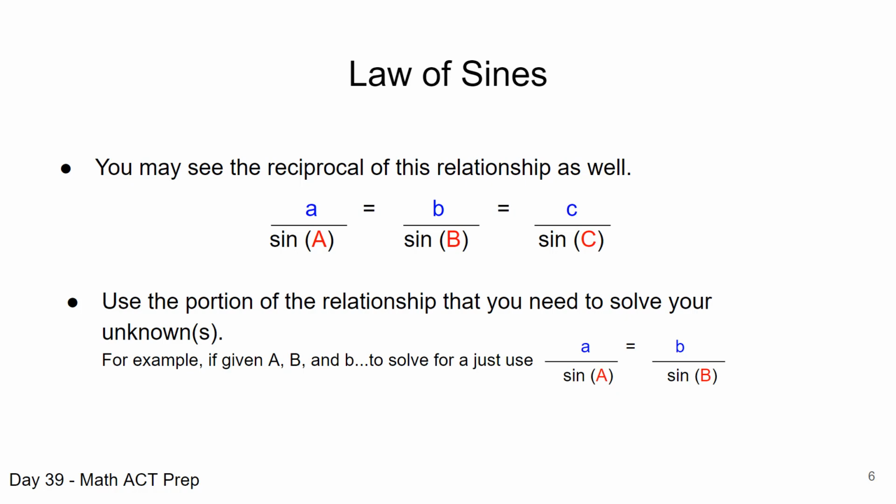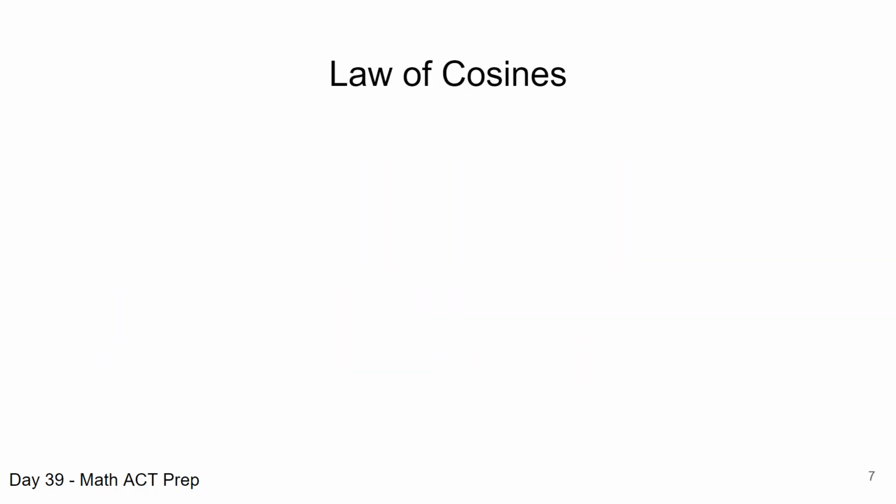If we're not concerned with angle C and side length c, if they're not given, but we do have portions of A and B and we're still looking for one of the other unknowns, all you have to do is set up what you need to use for the law of sines. So again, we're using sine with this law, but we also have the law of cosines.